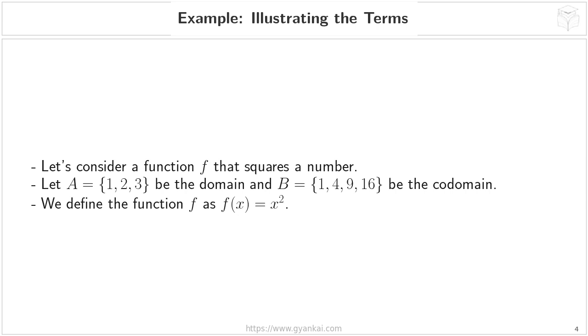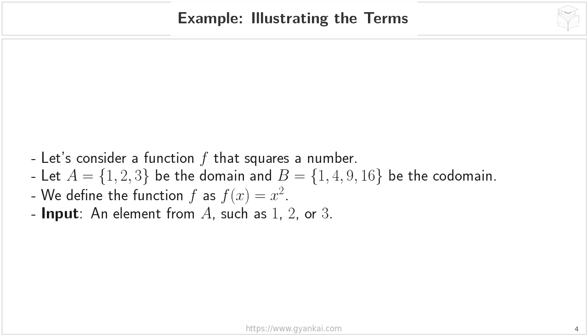Next, we define the codomain, which is the set of all possible outputs that the function could produce, as B. This set contains the numbers 1, 4, 9, and 16. Again, this is represented with curly braces: {1, 4, 9, 16}. It's important to remember the codomain isn't necessarily what the function will output, just what it could output.